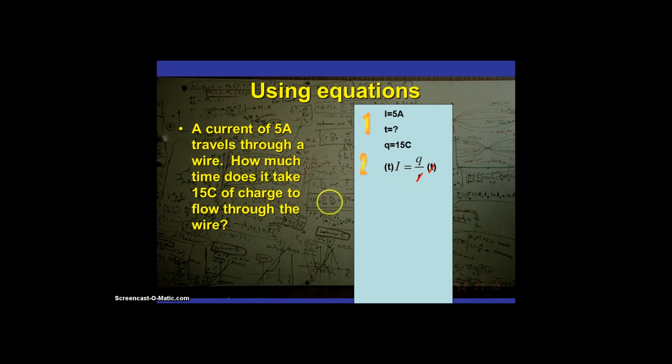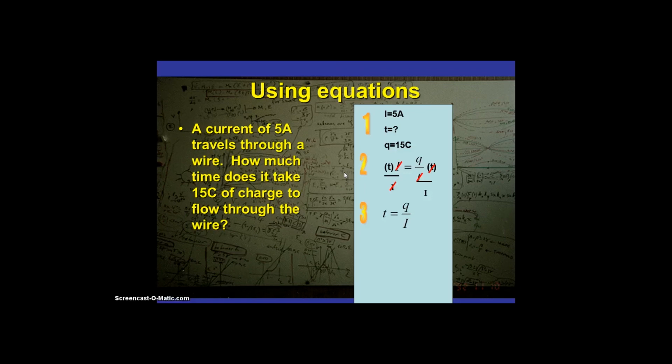So now we have t in the numerator. Now we've got to get it by itself. And so we're going to have to get rid of this I, so that the t is left by itself. So how do we get rid of the I? Well, let's divide by it. If we divide by it, we have I divided by I. Don't forget, whatever you do to one side of the equation, you have to do to the other side of the equation. That'll cancel out these two I's. I divided by I is 1. And we're left with t equals q over I. And that will be our final rearranged equation.